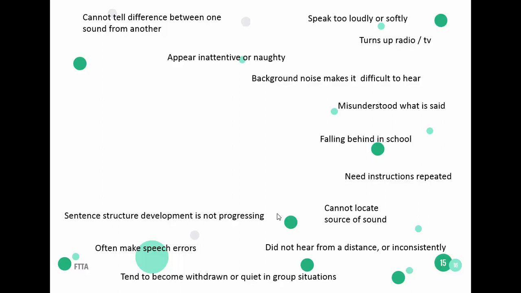Cannot locate the source of sound, cover that one. Often make speech errors, do not hear from a distance, or could not hear from a distance, or inconsistently. And some students may become withdrawn or quiet in group situations.